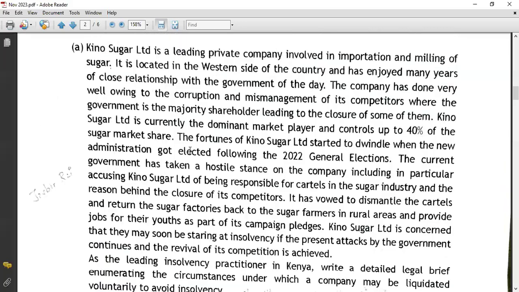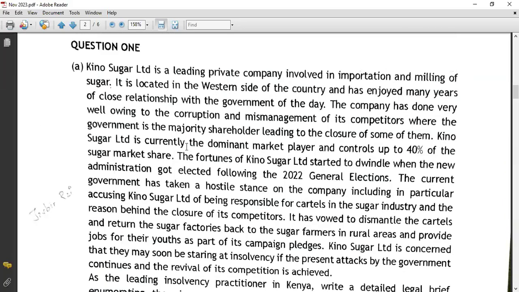Having done that introduction, Keno Sugar Limited is a private company involved in importation and milling of sugar. It is located in the western side of the country and has enjoyed many years of a good relationship with the government of the day. The company has done very well owing to the corruption and mismanagement of its competitors, where the government is majority shareholder, leading to the closure of some of them. Keno Sugar Limited is currently the dominant market player and controls up to 40% of the sugar market share. The fortunes of Keno Sugar Limited started to dwindle when the new administration got elected following the 2022 general elections.